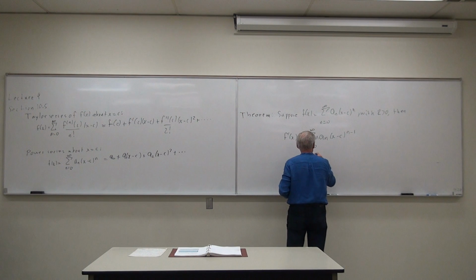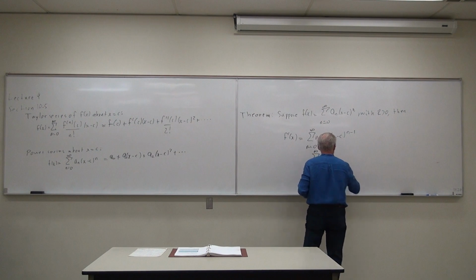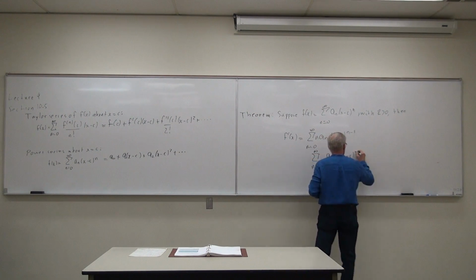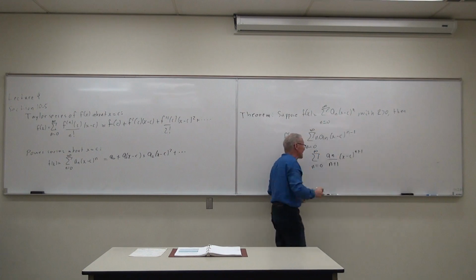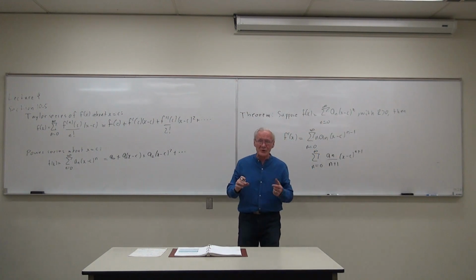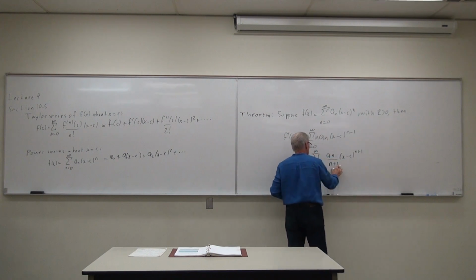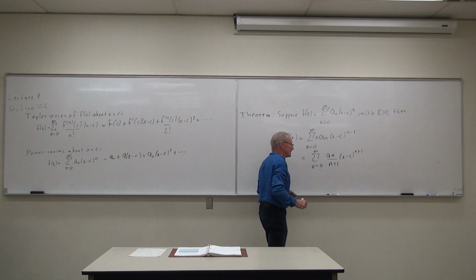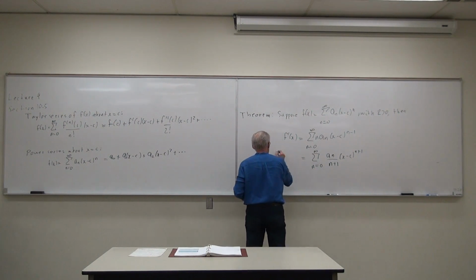Furthermore, if I did the following, summation n equals 0 to infinity, a sub n over n plus 1, times x minus c to the n plus 1. What did I do now? I took this series and I integrated every term. I raised the power by 1 and I divided by the new power. Question is, does it have a sum? And what is it? And the answer is yes. It's the antiderivative of f of x.